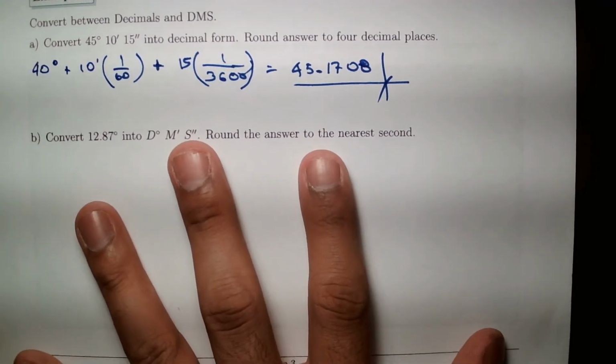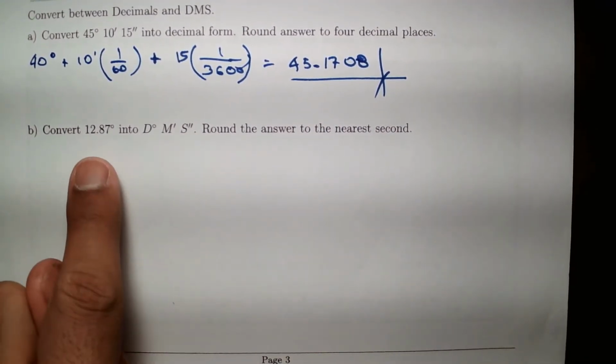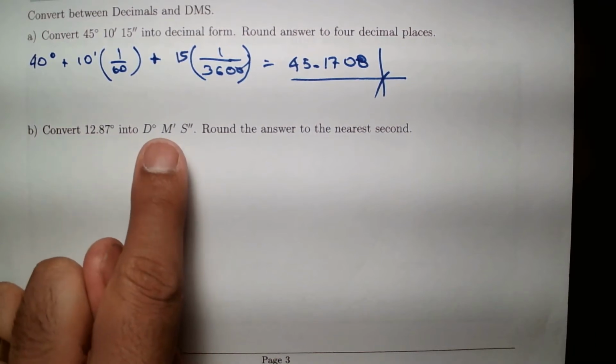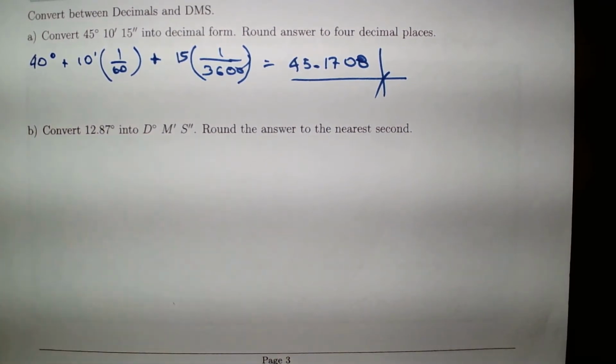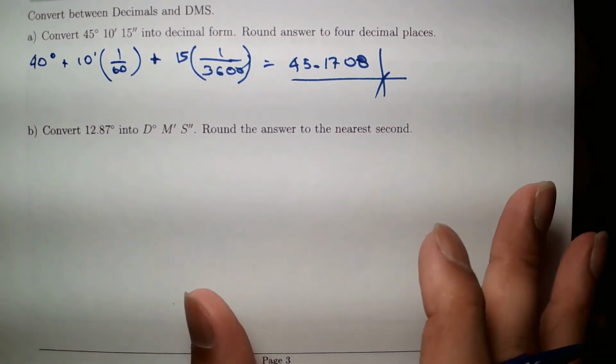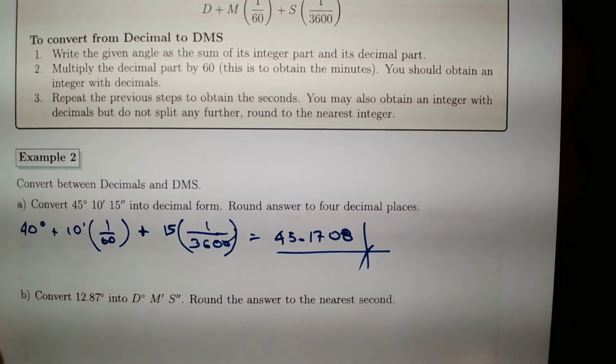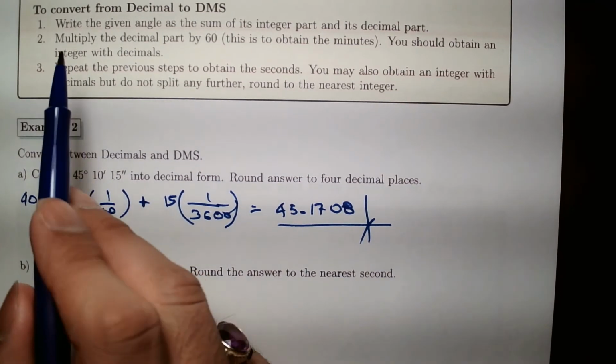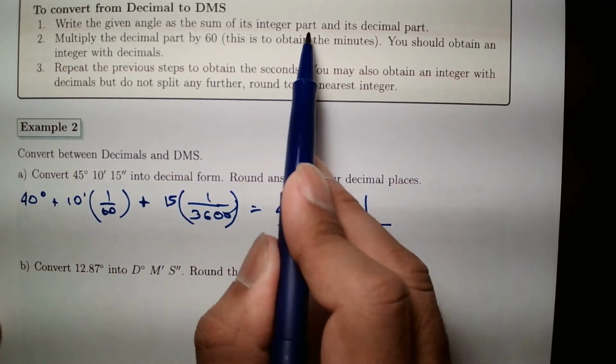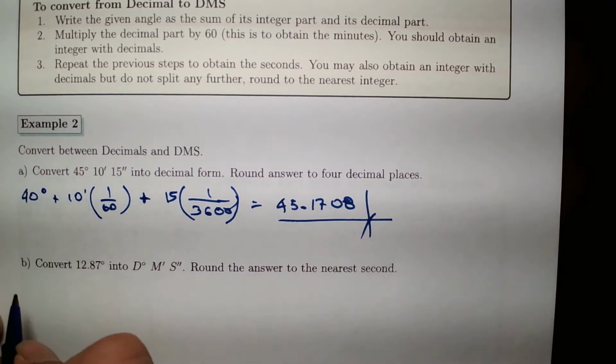Well, now let's do the reverse. So now we have an angle in decimals. We need to transform this into degrees, minutes, and seconds. So what are we going to do? Let's go back and read the steps. First of all, write the given angle as the sum of its integer part and its decimal part.